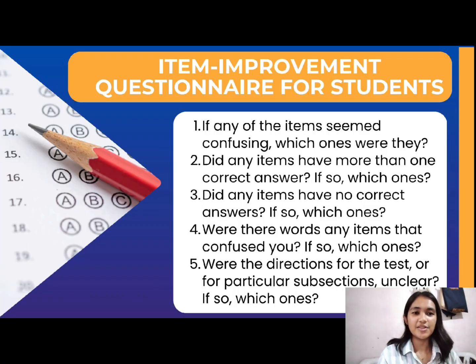Number 1, if any of the items seem confusing, which ones were they? Number 2, did any items have more than one correct answer? If so, which ones? Did any items have no correct answer? If so, which ones? Number 4, were there words in any items that confuse you? If so, which ones? And last, were the directions for the test or for the particular subsections unclear? If so, which ones?